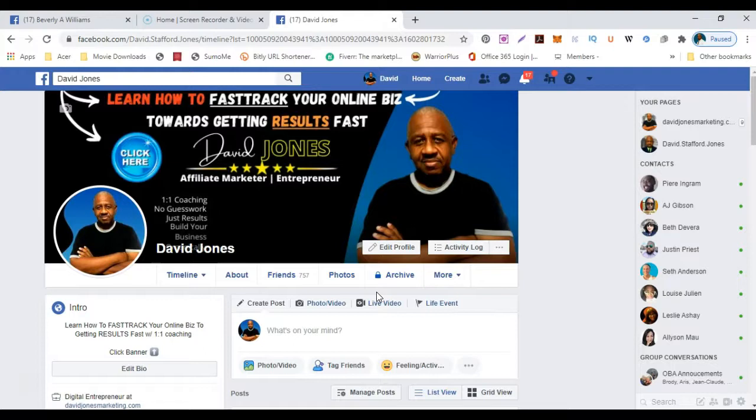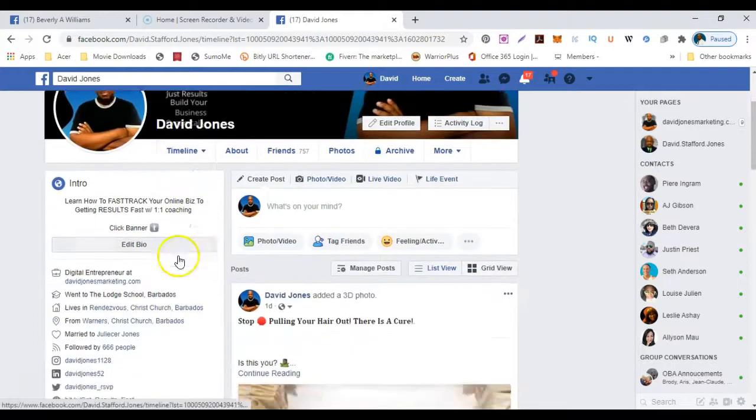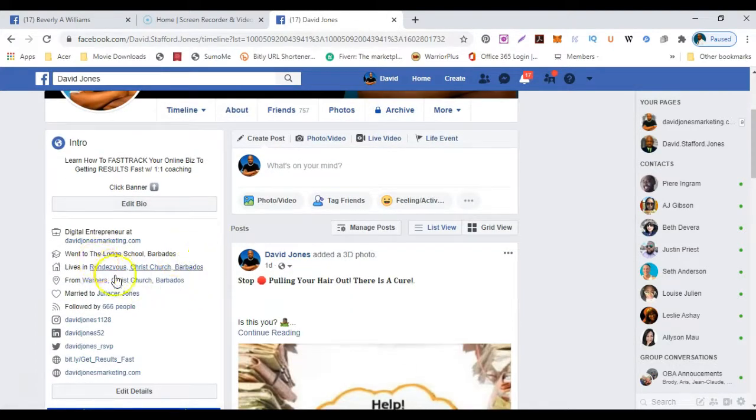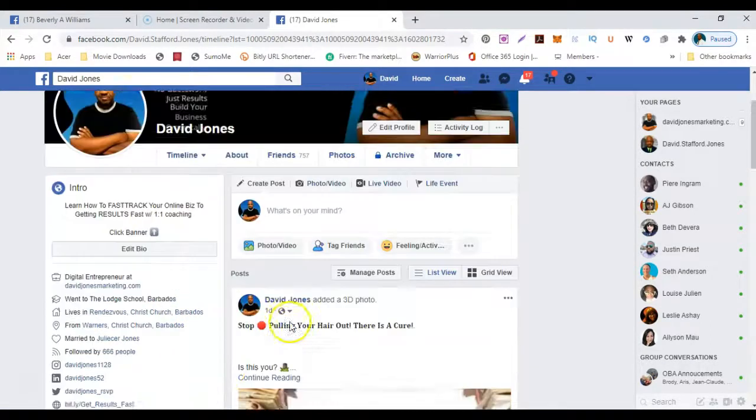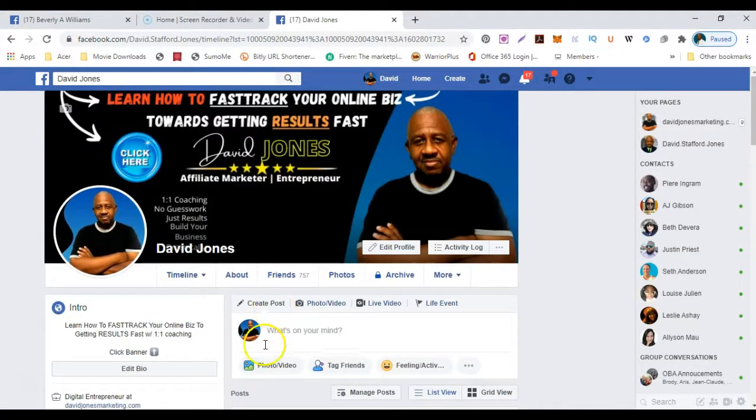One thing I noticed is a lot of people who friend me for one reason or another, they'll friend me and then they'll ask me, so where are you from? And I mean, here in my profile, you can see I live in Rendezvous, Christchurch, Barbados. I'm originally from Warners, Christchurch, Barbados. So the fact that people ask me that, I'm like, are they even checking my profile out? So that is something, folks, that you need to do and pay attention to.